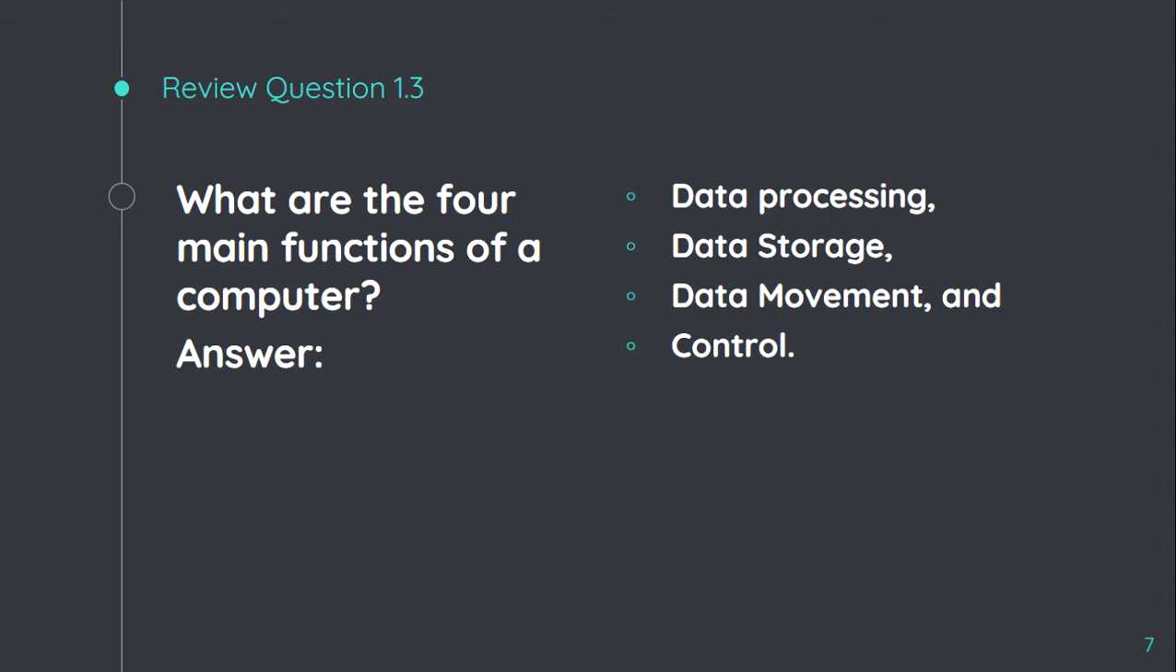Review question 1.3. What are the four main functions of a computer? The answer is data processing. Data may take a wide variety of forms and the range of processing requirements is broad. However, we shall see that there are only a few fundamental methods or types of data processing. The second is data storage.